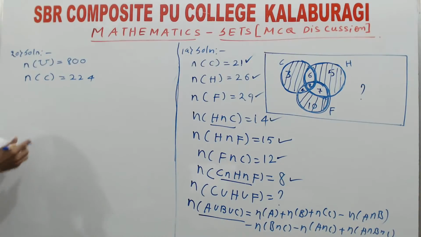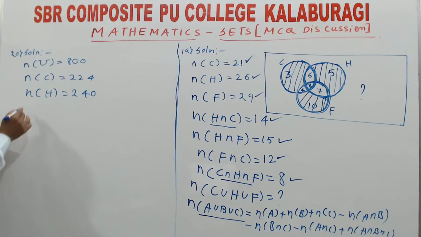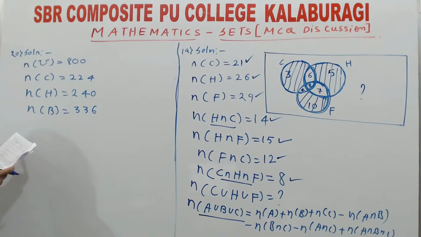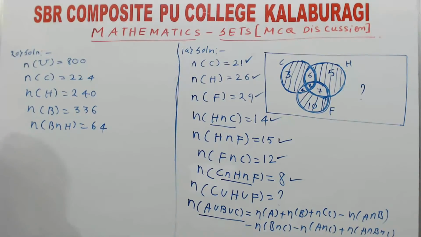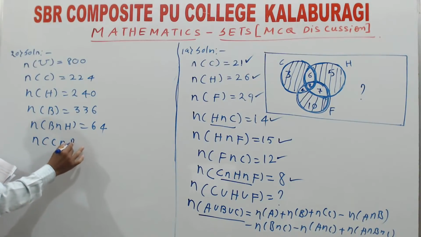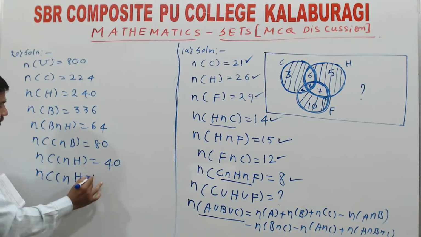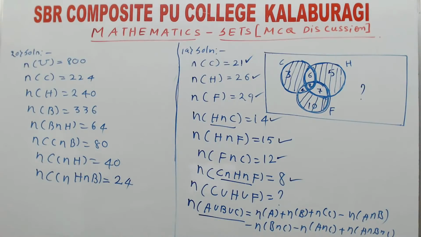240 played hockey, and 336 played basketball. Of the total, 64 played both basketball and hockey. Basketball and hockey is 64. 80 played cricket and basketball. Cricket and basketball is 80. 40 played cricket and hockey. Cricket and hockey is 40. 24 played all the three games, cricket, hockey, as well as basketball. How many are there? 24.